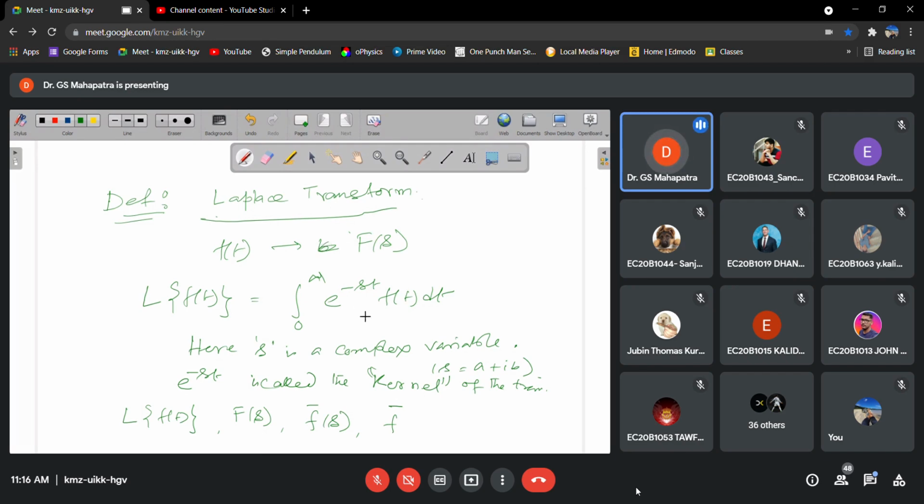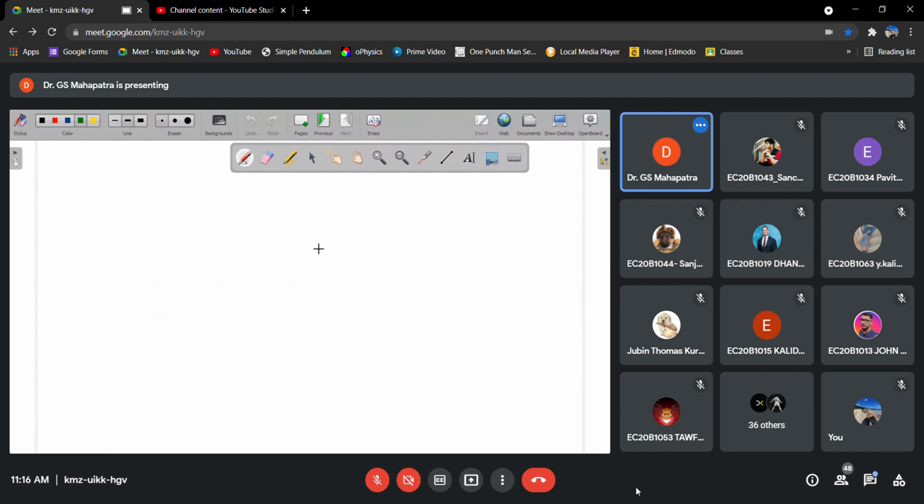So from this integration, what are the observations? What can we say from this transformation? We have to study first, then we will think about the applications. I will discuss the observations one by one.